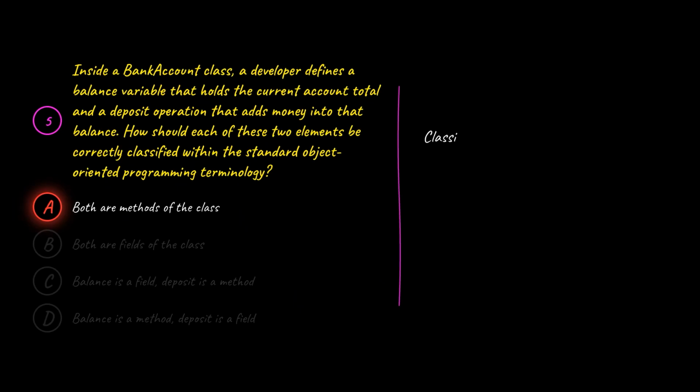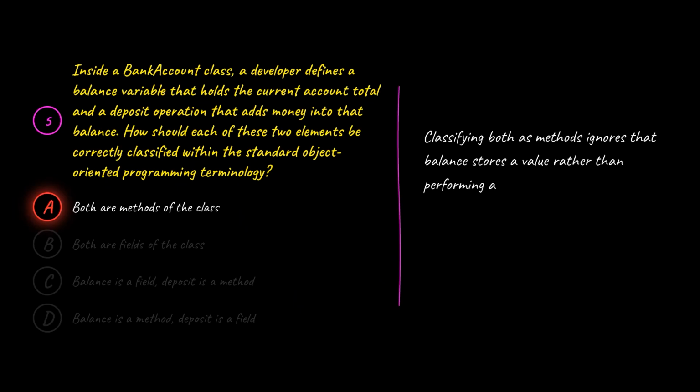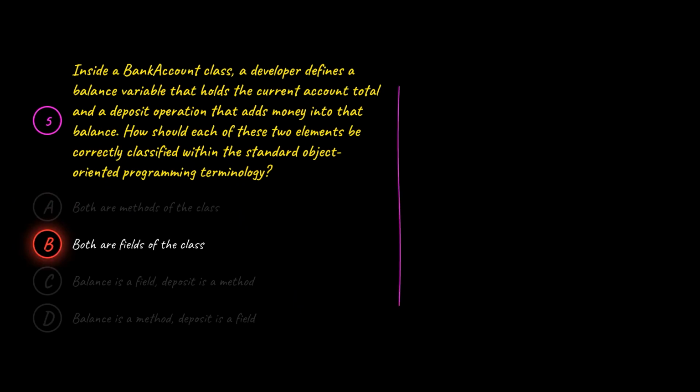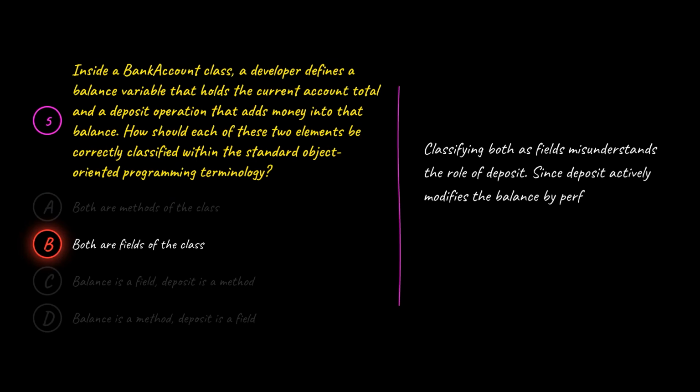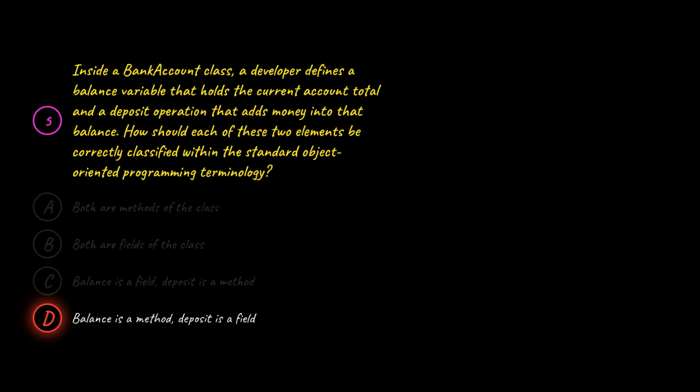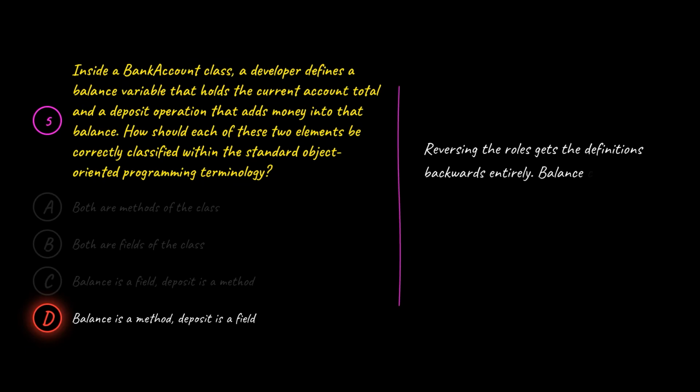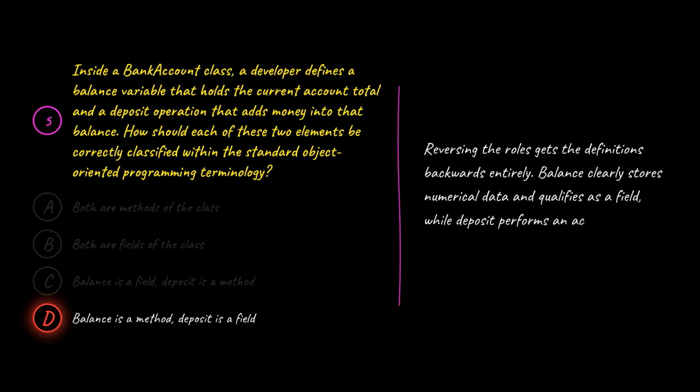A is wrong because classifying both as methods ignores that balance stores a value rather than performing an action. Methods describe behaviors an object can execute, but balance is clearly data stored inside the account object. B is wrong because classifying both as fields misunderstands the role of deposit. Since deposit actively modifies the balance by performing an operation, it qualifies as a method rather than a passive data field. D is wrong because reversing the roles gets the definitions backwards entirely. Balance clearly stores numerical data and qualifies as a field, while deposit performs an action and therefore qualifies as a method instead.